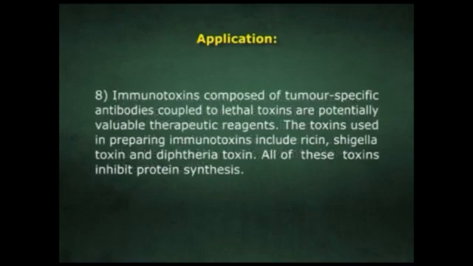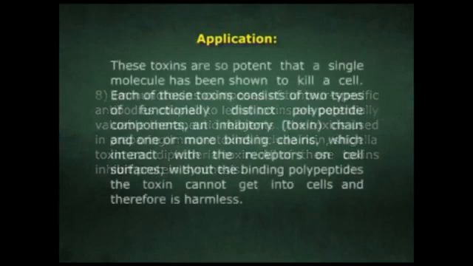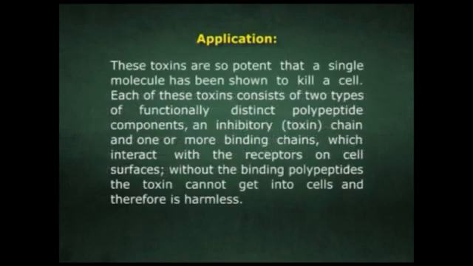Next is, immunotoxins composed of tumor-specific antibodies coupled to lethal toxins are potentially valuable therapeutic reagents. The toxins used in preparing immunotoxins include ricin, Shigella toxin and diphtheria toxin. All of these toxins inhibit protein synthesis. These toxins are so potent that a single molecule has been shown to kill a cell.